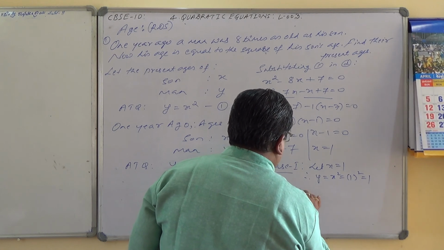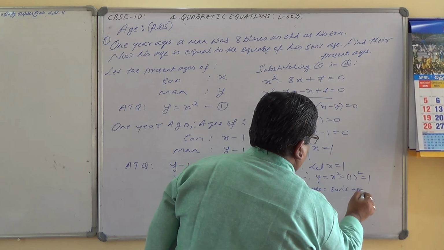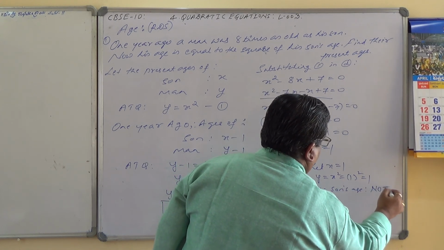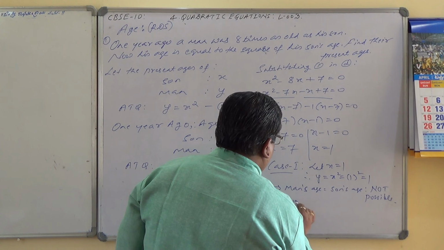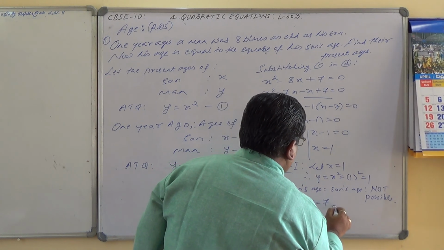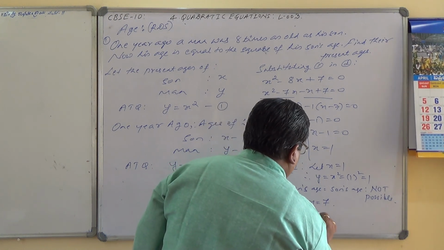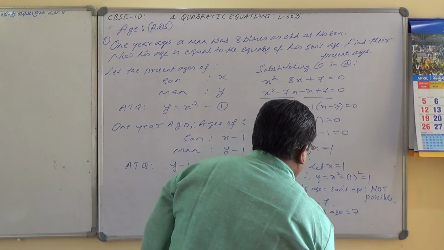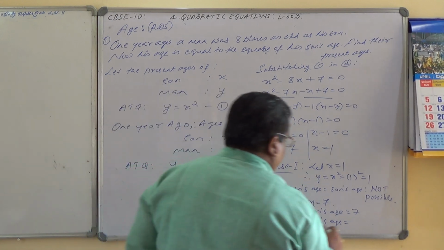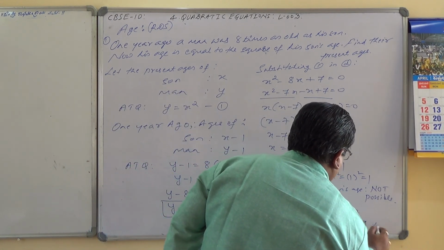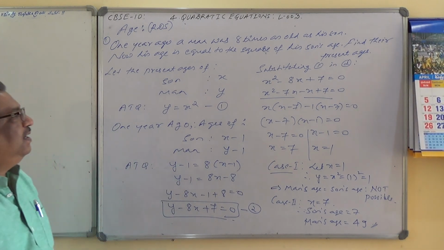Implies man's age equals son's age, therefore not possible. Therefore, case 2, x is equal to 7, and hence son's age equals 7 and man's age equals x square, y equals x square, which is 49. This should be the answer. I hope you are understanding this one. Let me check whether it is correct. 7 and 49. Okay, please note it down.